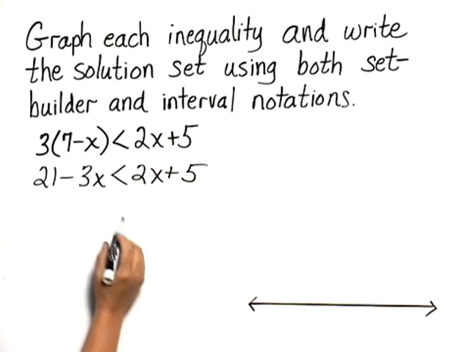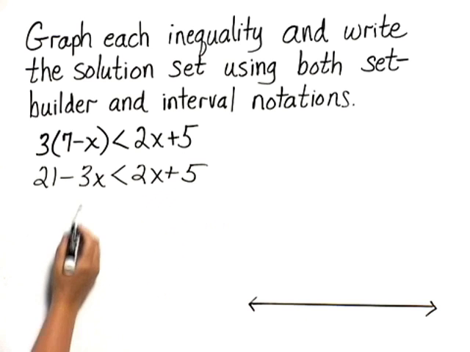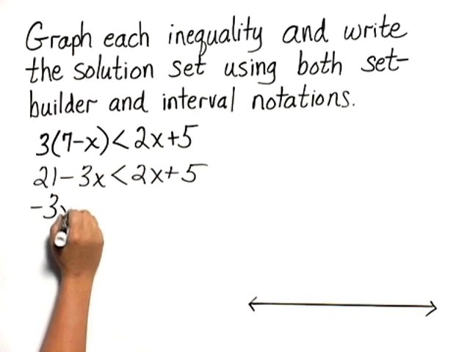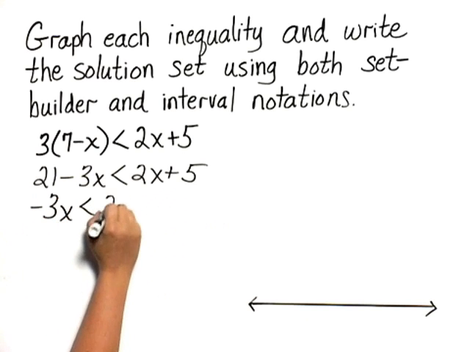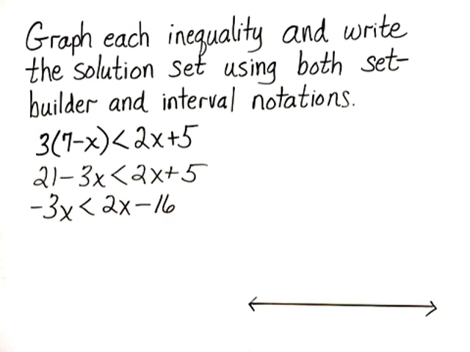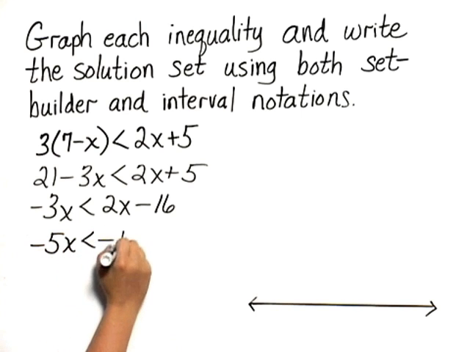Now we're going to want to get x on one side of the inequality, so let's add negative 21 to both sides. Gives us negative 3x is less than 2x minus 16. Now let's add negative 2x to both sides of the inequality, and we have negative 5x is less than negative 16.